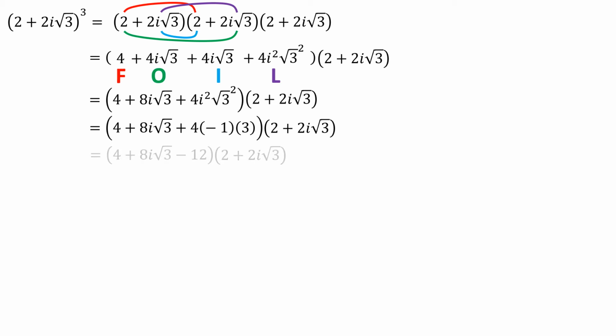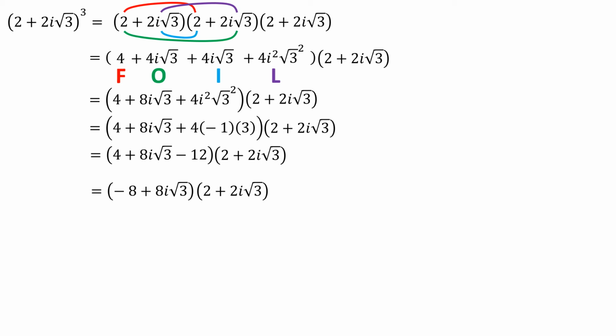4 times 1 times 3 is 12. The 1 was negative, so it has to be a negative 12. 4 subtract 12 is negative 8. So I finally have the answer from multiplying the first 2 factors together. I've got negative 8 plus 8i root 3.